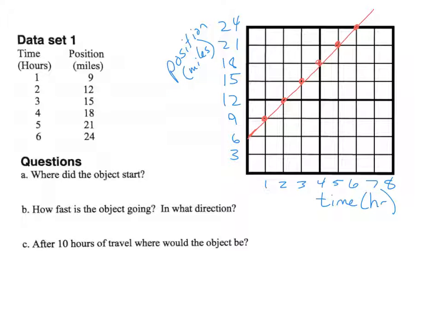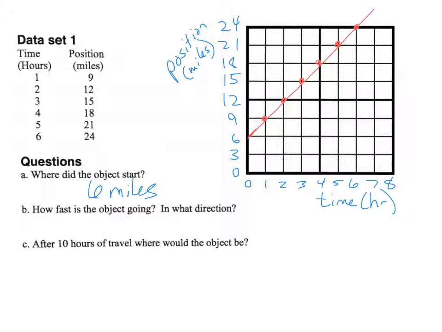So again, position, time. I'm looking at where did it start. I want to know the position at time 0. And again, time 0 is here. I didn't put a 0 there. I guess I could put a 0 there. That's for time. And I could put a 0 there. That's for position. So, at time 0, I look up and my line crosses the y-axis at about 6. So, where did the object start? It looks like about 6 miles of position is where the object started.